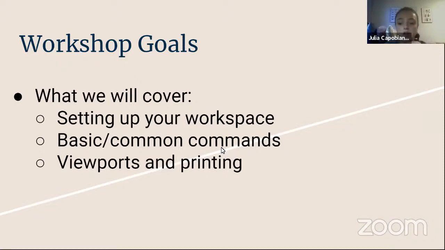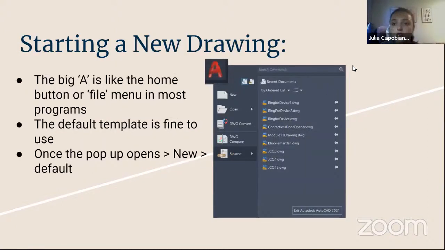So what we want to do in this workshop is go over setting up your workspace, because if you don't set it up correctly, it could be hard to actually start drawing. We're going to go over the basic and common commands and how to export your work to a printer, if that's what you want to do. The first thing we're going to do is make sure you have AutoCAD open on your computer. I'm going to go through the steps of starting a new drawing and the commands, and then I'll share my screen with AutoCAD on it.